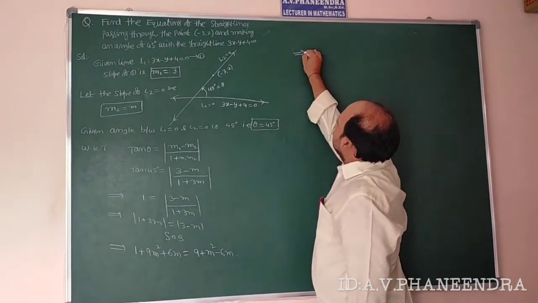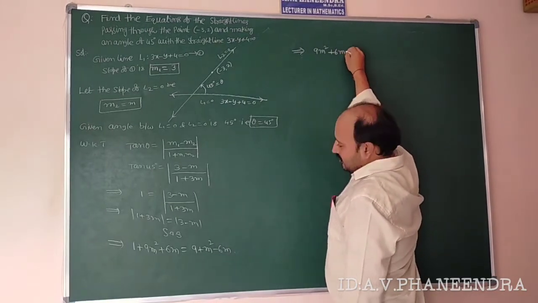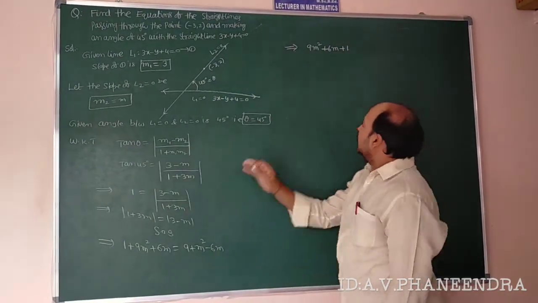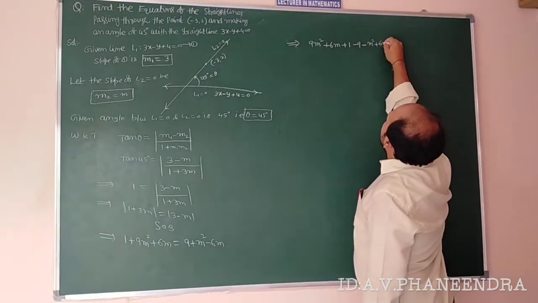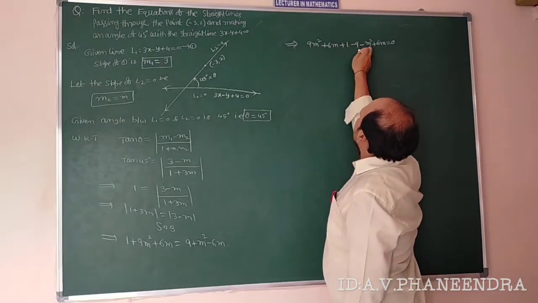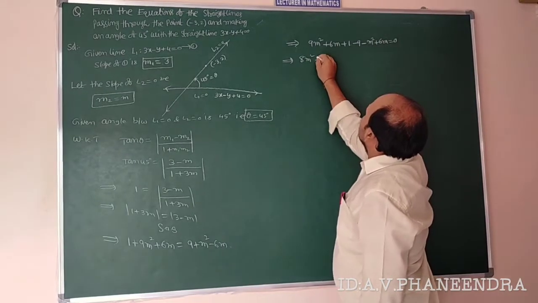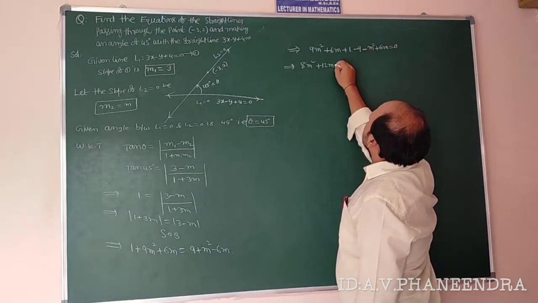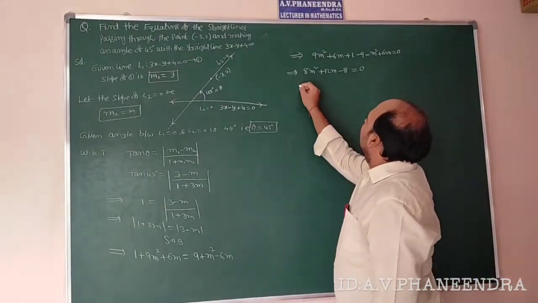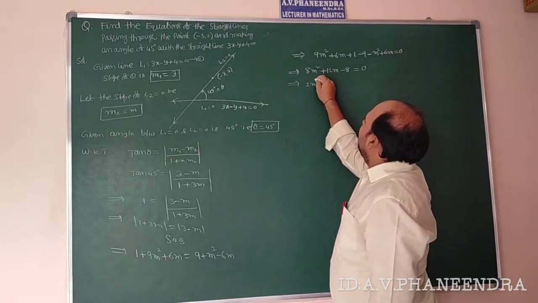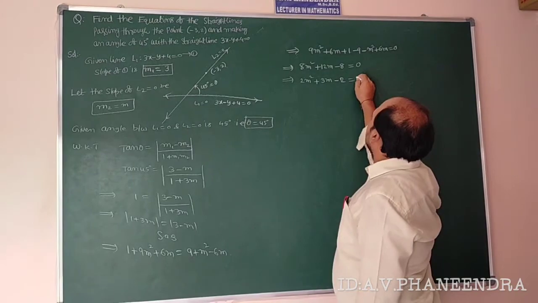No need to calculate all the values, we can take everything to one side. So 9m square plus 6m plus 1, I am taking these values to that side, minus 9 minus m square plus 6m, is equal to 0. 9m square minus m square is 8m square. 6m plus 6m is 12m. 1 minus 9 is minus 8 equal to 0. All are multiples of 4. So dividing by 4, 2m square plus 3m minus 2 equal to 0.